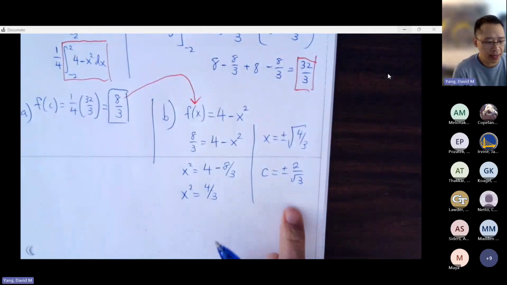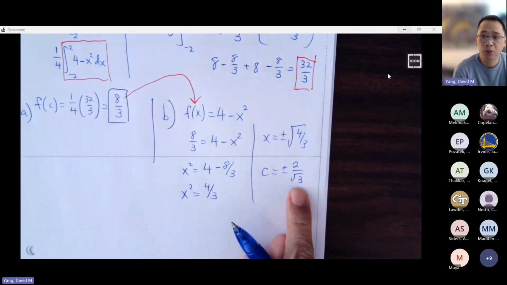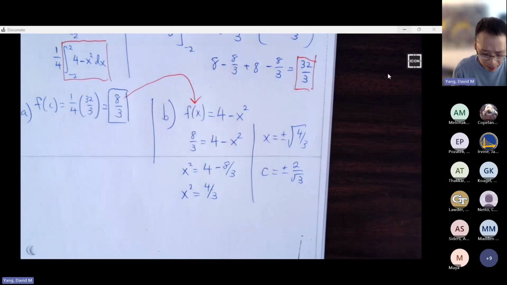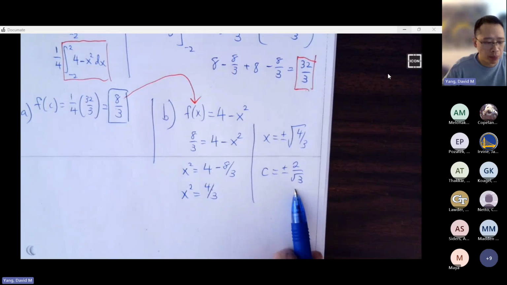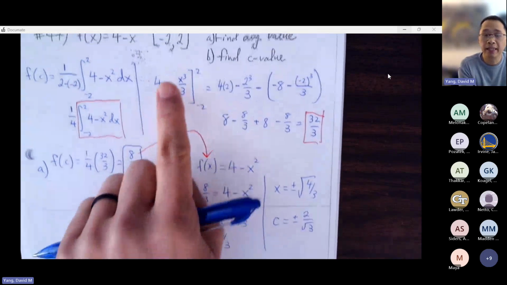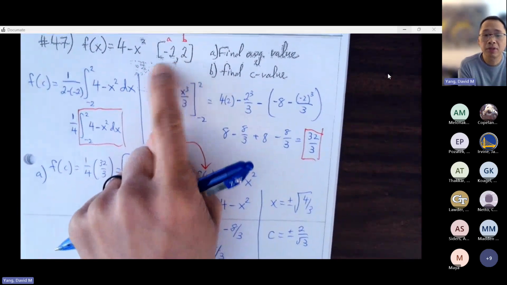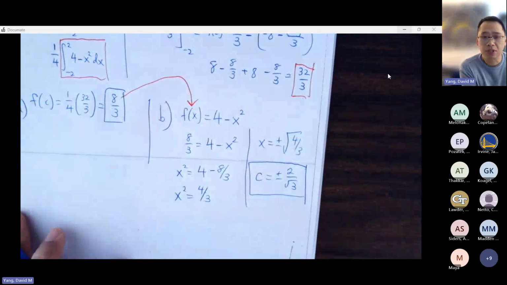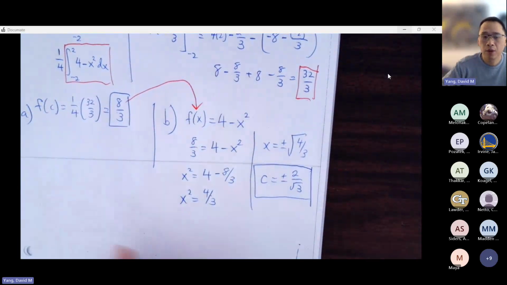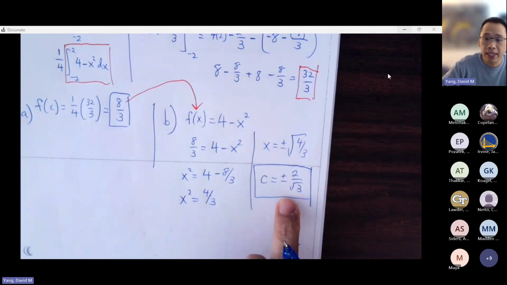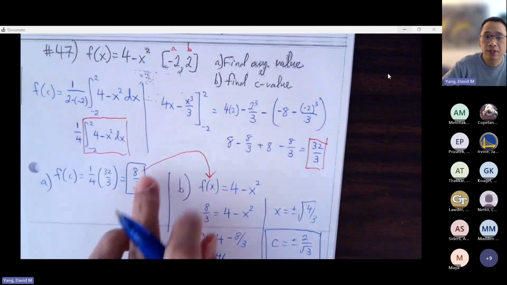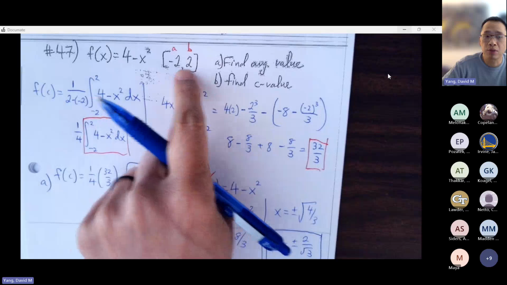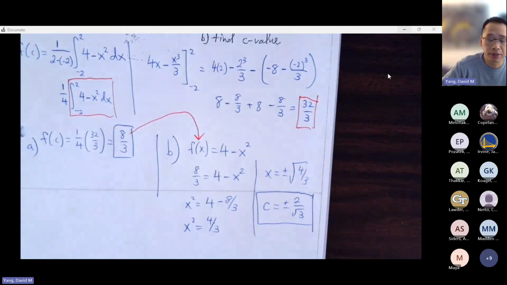But we know that we only are looking at values between -2 and 2, and I think both may work, because this is plus or minus 1.15, and they both land inside my interval. So sometimes we do have C values where multiple solutions are possible. So we have 2 locations where the graph is going to reach the average height of 8/3, and they're both landing between -2 and 2, so we keep both of those values.